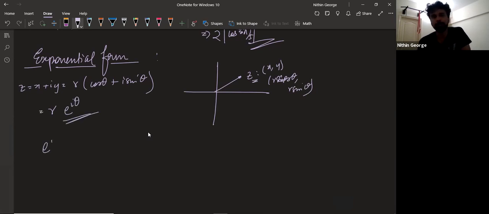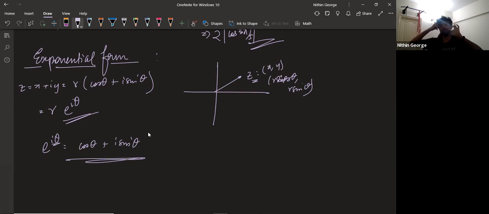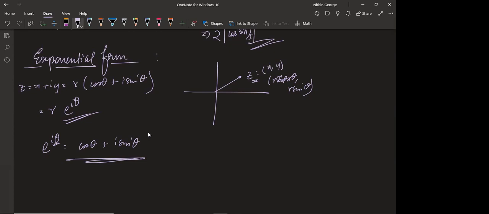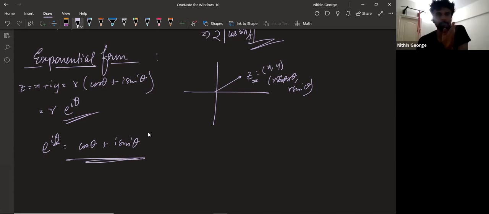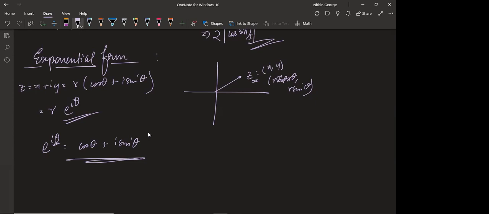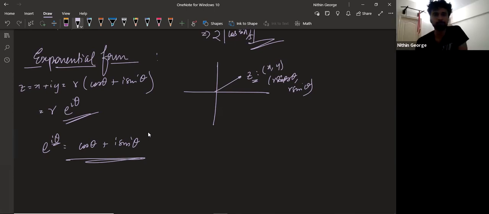Okay, what is e power i theta then? E power some complex power, i into theta. E power i theta is nothing but cos theta plus i sin theta, where theta is specifically in radians. Okay, only then it works. All right, are you following? Yes, sir. So e power i theta is nothing but cos theta plus i sin theta. I hope this is clear to all of you.